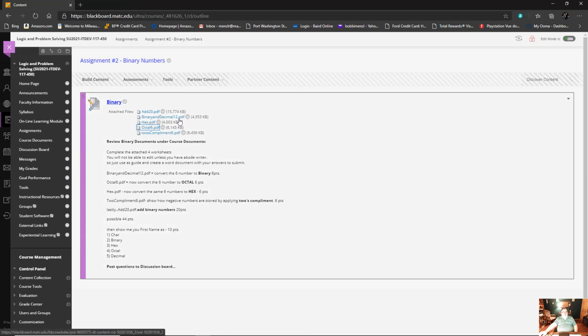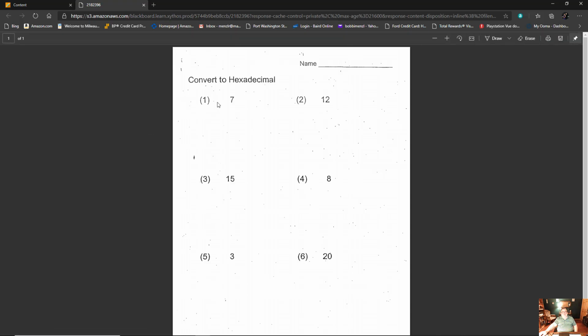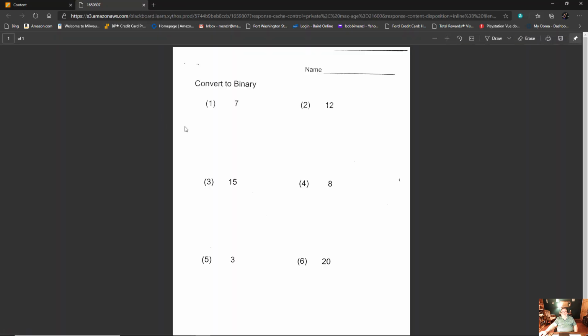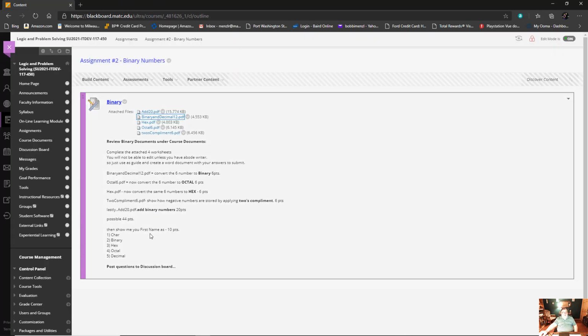So we'll do binary and decimal conversions, hex conversions, octal conversions, and 2's complement. And if you notice, all these numbers are the same: 7, 12, 15, 8, 3, and 20. So converting to hex is the same as binary: 7, 12, 15, 8, 3, and 20. So it should help you a little bit. Then finally, just convert your name. Character just means, like for me, it would be B-O-B, capital B-O-B. Then put it in binary, in ASCII, hex, octal, and decimal.